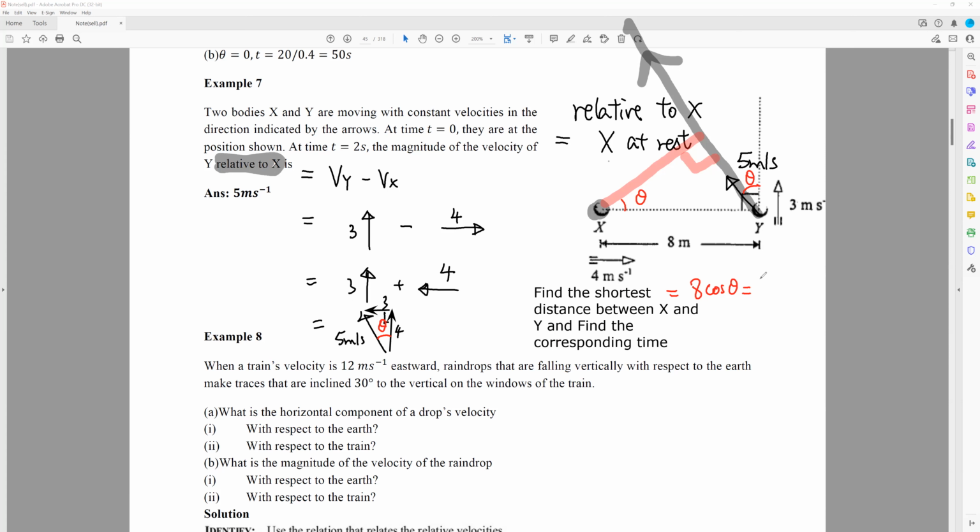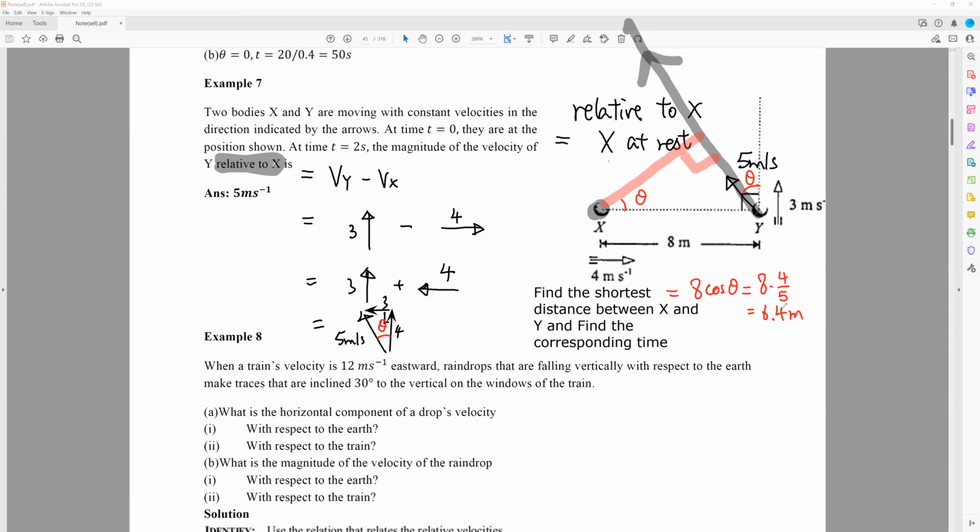Kenji, what is it? Cosine theta. 4/5. Yeah, 4/5, mate. Then you get the final answer to be 4.6 meter. Okay.